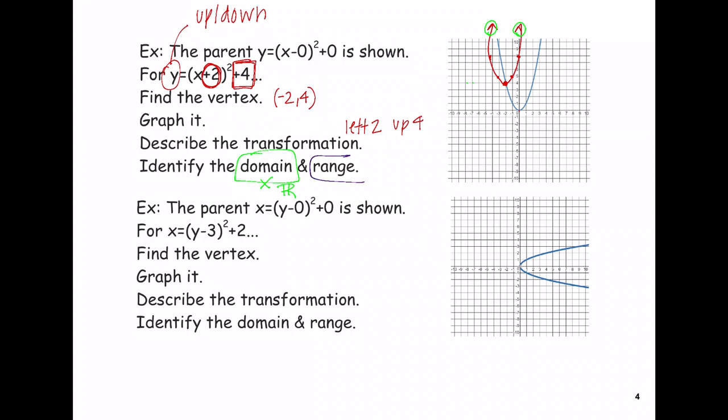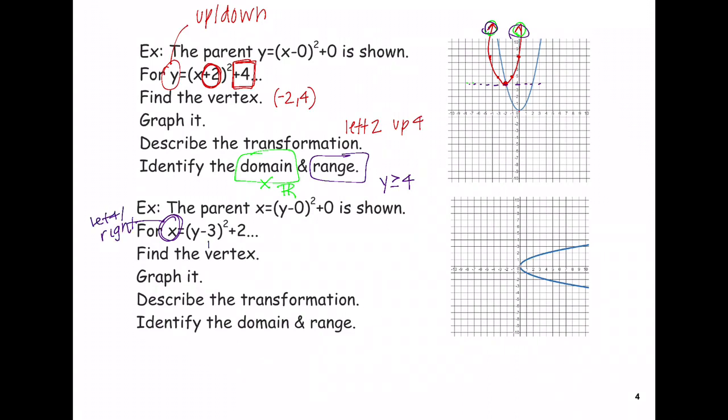Our range pertains to our y values, so we look at what is the lowest that our graph goes, what is the highest our graph goes. So we have y is greater than or equal to 4. Looking at the next example, we notice that it opens left and right. You can also see that it is an x equals equation.